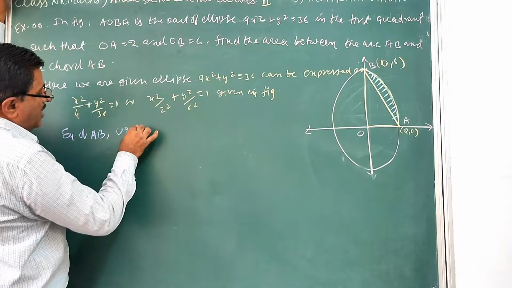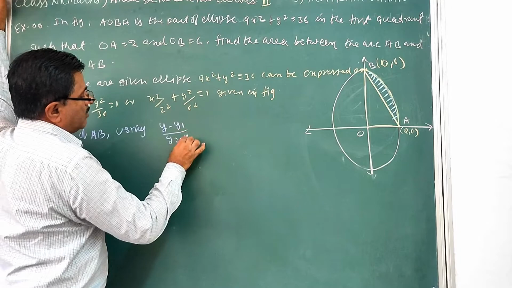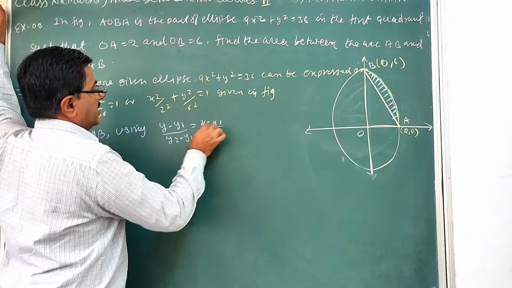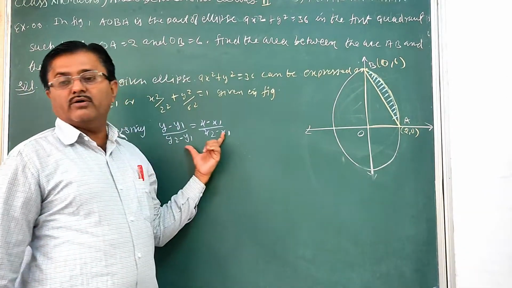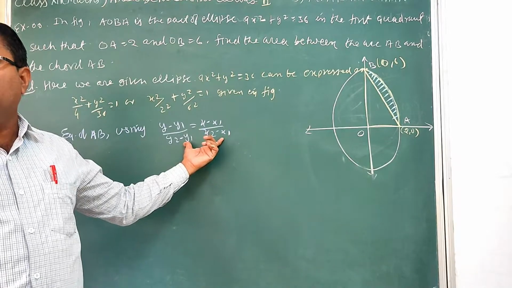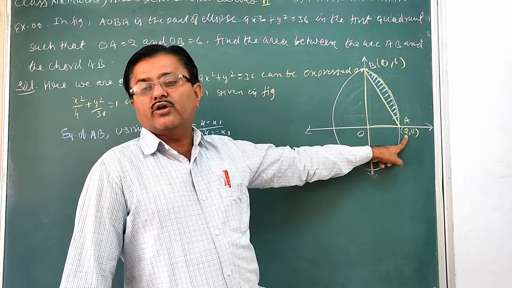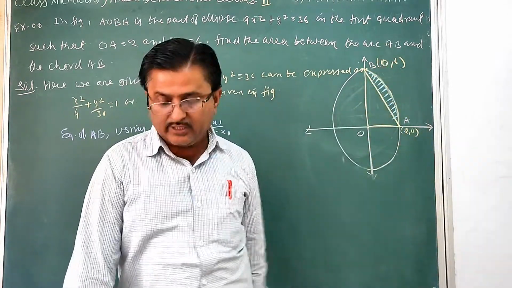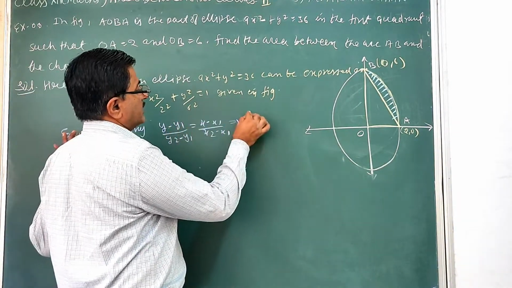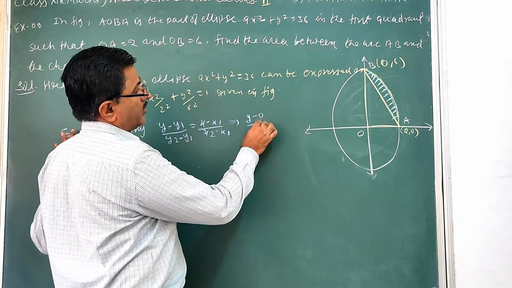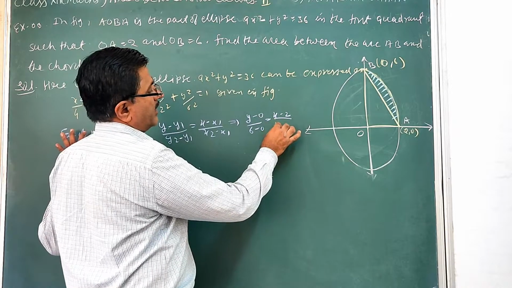Equation of AB. This is a line, so using the formula (y minus y1) upon (y2 minus y1) equal to (x minus x1) upon (x2 minus x1). In the 11th class you are already familiar with this formula, the equation of a line passing through two points. First point A, coordinate (2, 0). Second point B, coordinate (0, 6). Now put the values: y minus 0, 6 minus 0, x minus 2, and 0 minus 2.